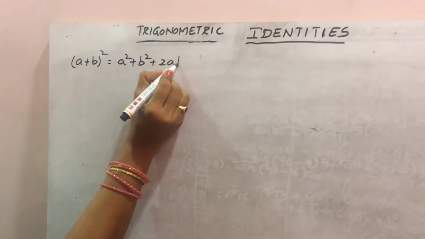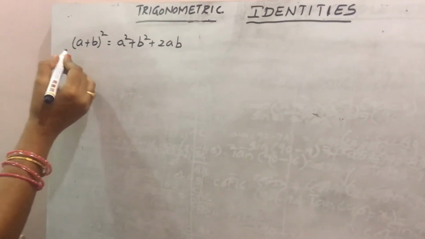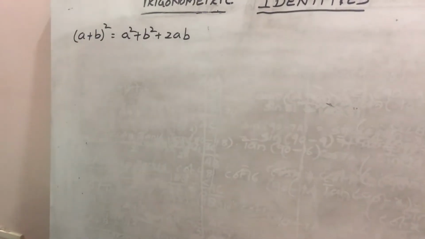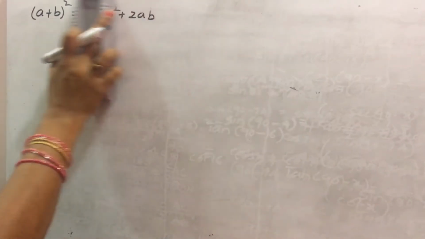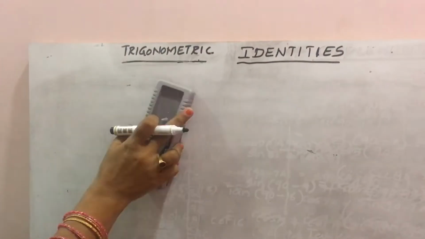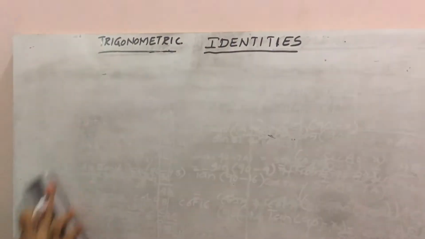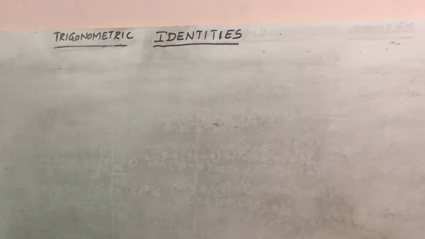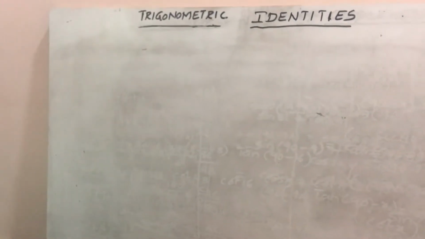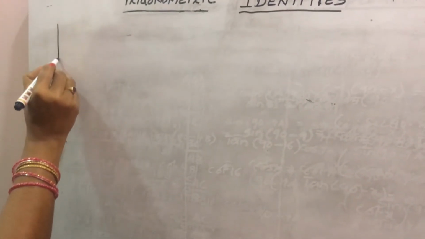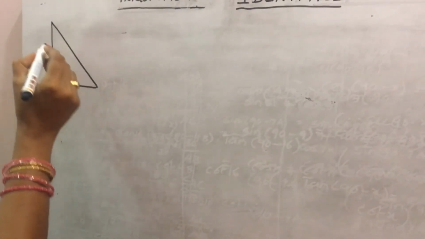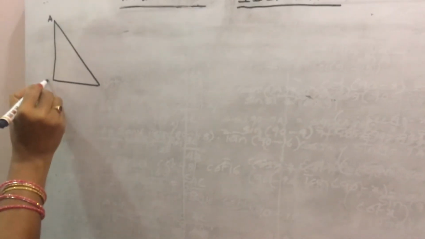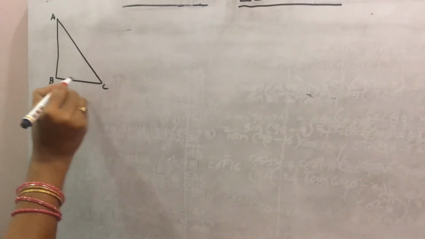It is an algebraic identity. It is true for all values of a and b. Like this, we have trigonometrical identities. See the trigonometrical identities. It involves all the trigonometrical ratios. For this, I am taking one right angle triangle. A, B, C. Right angle at B.